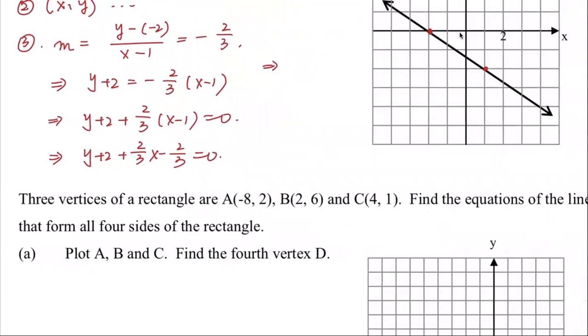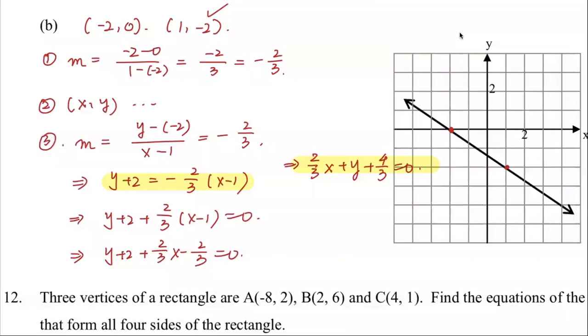So this gives us 2 over 3x plus y plus 2 minus 2 over 3. So 2 can be written as 6 over 3, right? So 6 over 3 minus 2 over 3, that's 4 over 3. So plus 4 over 3 is equal to 0. So this is the standard form that we are looking for. Okay, and this is the point slope form. Okay, so this is it.